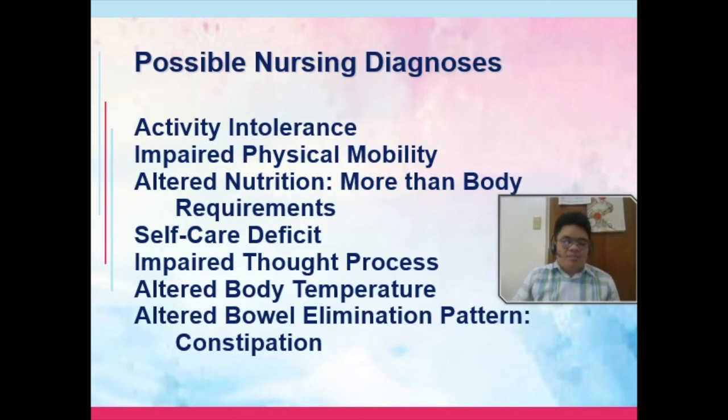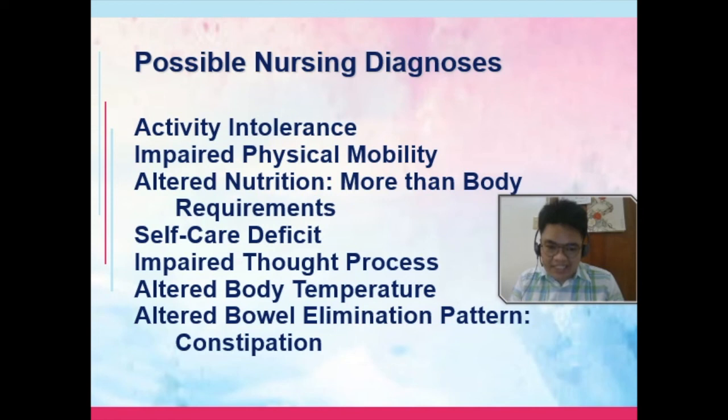So what are the possible nursing diagnoses for this patient? 1. Activity intolerance. Due to the decrease of basal metabolic rate, your patient could not tolerate simple activities. Impaired physical mobility, again because of the decrease of basal metabolic rate. Other than that, your patient is also experiencing muscle pain. Then you have your altered nutrition, more than body requirements.